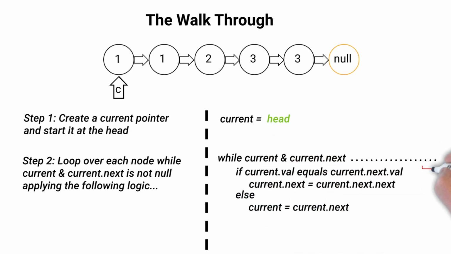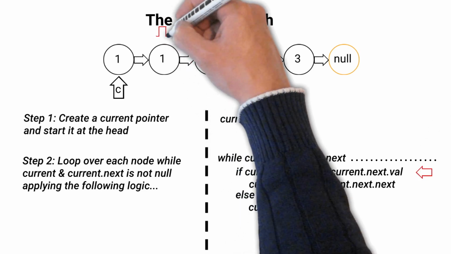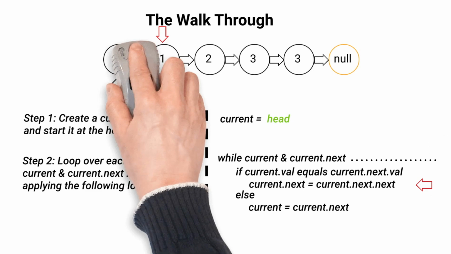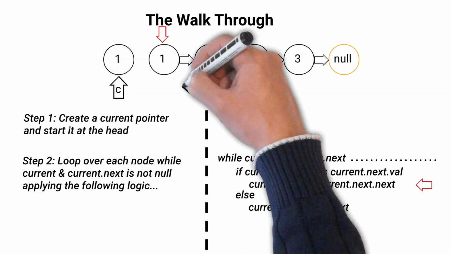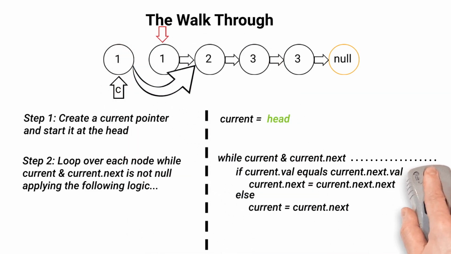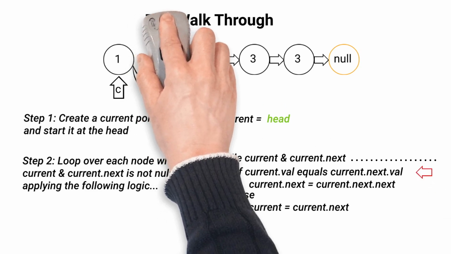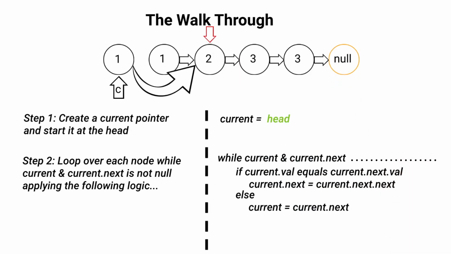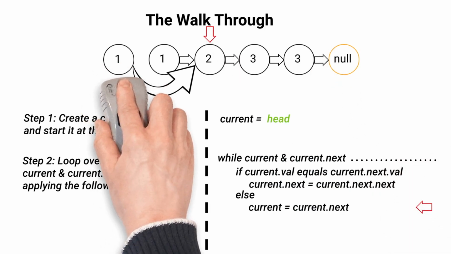So if current.val, which we can see is 1, equals current.next.val, which we can also see equals 1, we need to set current.next equal to current.next.next. So let's update this, and we'll check if current.val, which is 1, equals current.next.val, which we can see is equal to 2. They're not equal, so we'll set current equal to current.next.